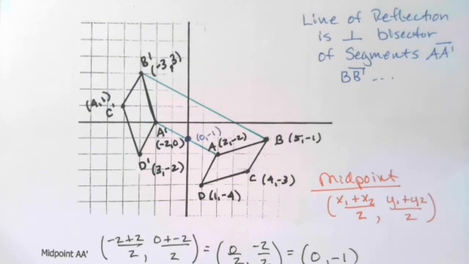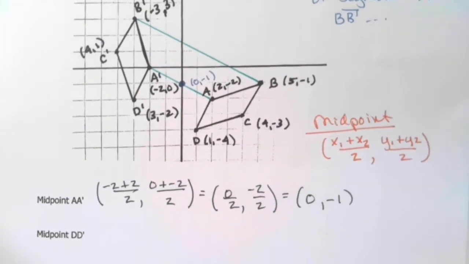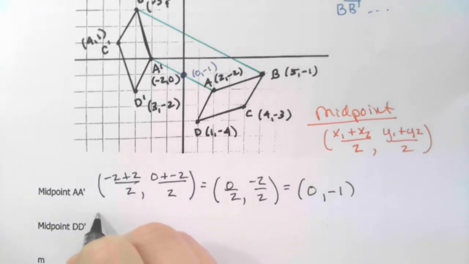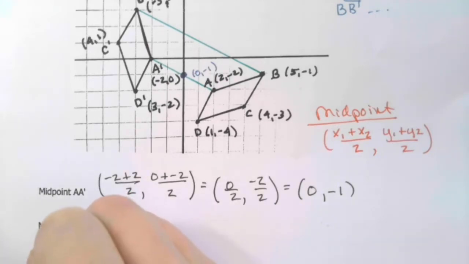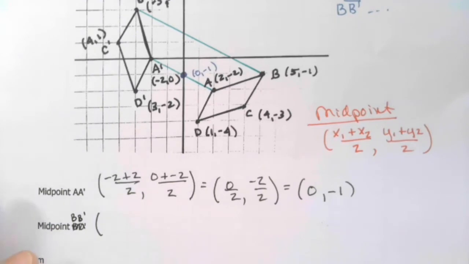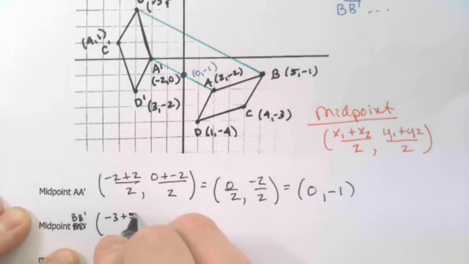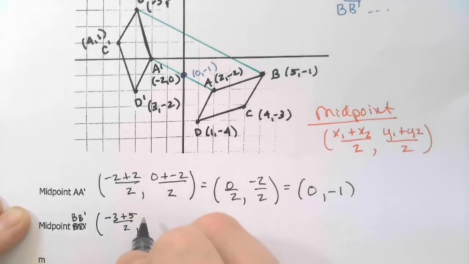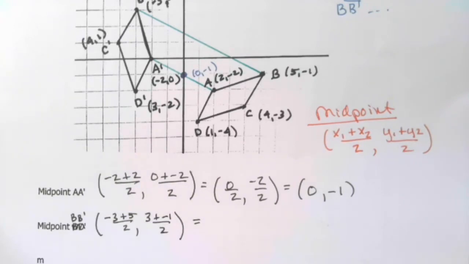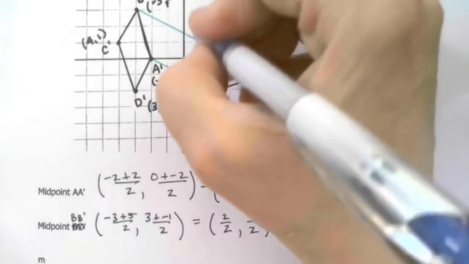Well, now we need another point, so we're going to perform the same operation, except we're going to do it with the B values. So we're going to find the midpoint. Oh, this says D. We're going to do it with the B values. So let's just replace that. B prime. So average of the x's, negative 3 plus 5 divided by 2. Average of the y's, 3 plus a negative 1 divided by 2. Negative 3 plus 5 is 2. 3 minus 1 is 2. And we get the point 1, 1. Let's put that on our drawing. 1, 1 is here.